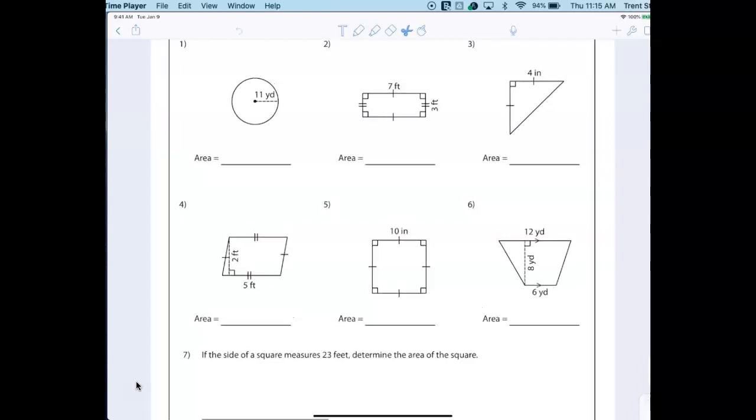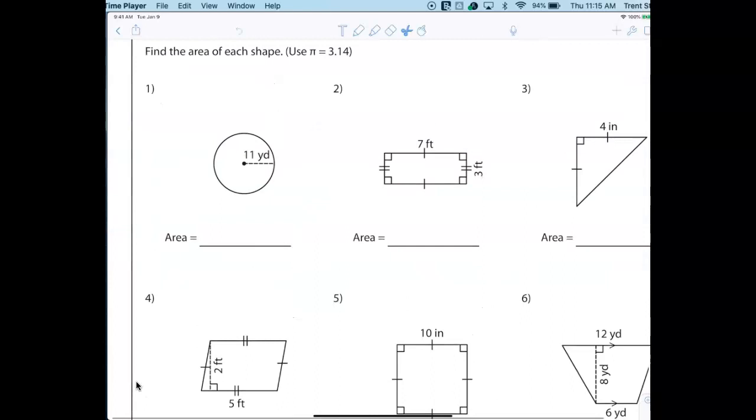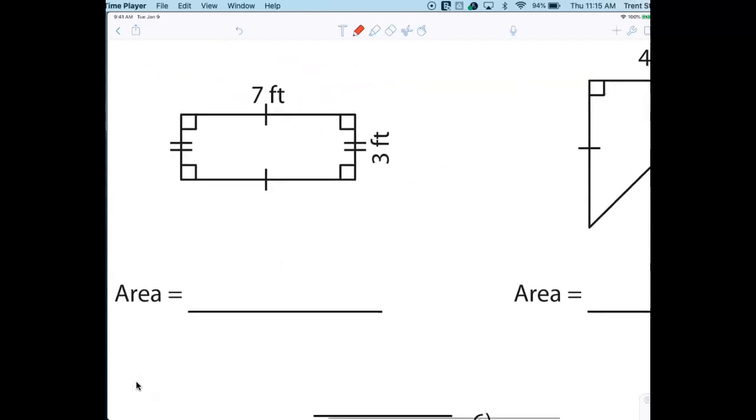All right, so here we go. So I have area, number 1. Everybody writes that down. Area equals pi r squared. Area for number 2 equals length times width. Do we agree with that? Yeah. All right, now please watch this.